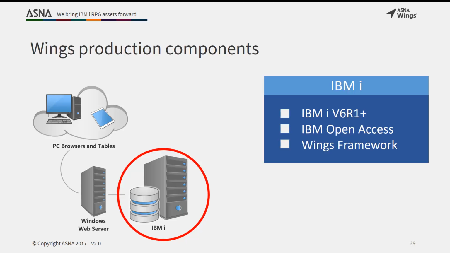To review, you'll need IBM I v6r1 or higher. You'll also need IBM's no-charge licensed program product, Open Access, which is shipped with v7r2 and higher, and PTFs are available for v6 and v7r1. You'll also need the Wings framework installed on your IBM I, which includes ASNA DataGate.